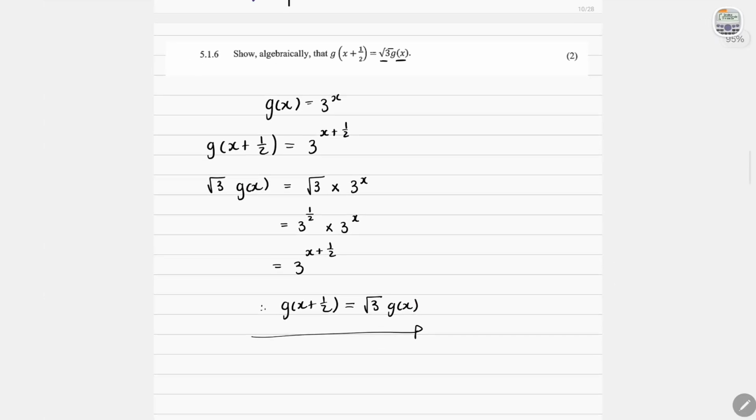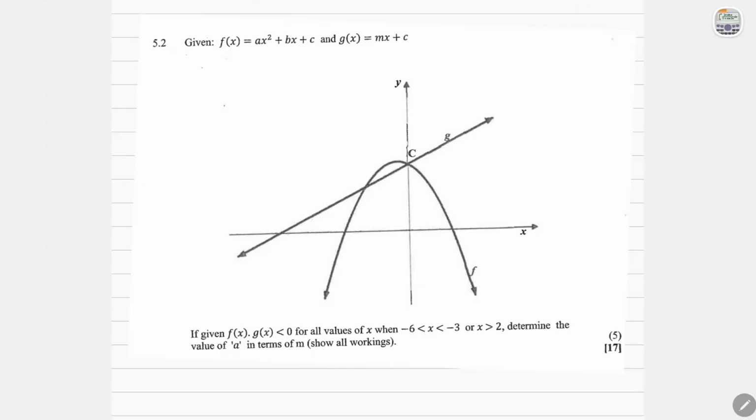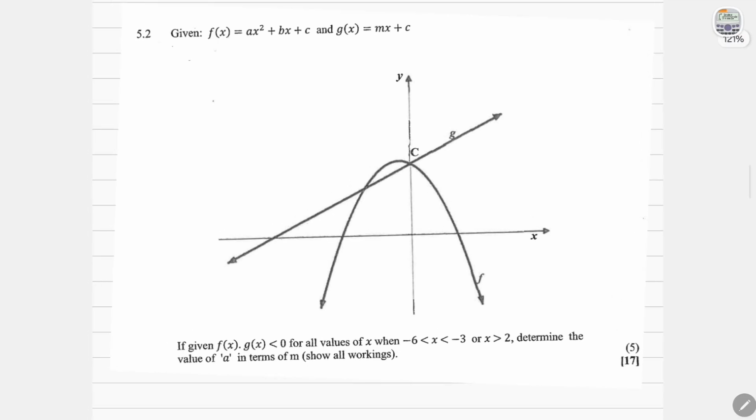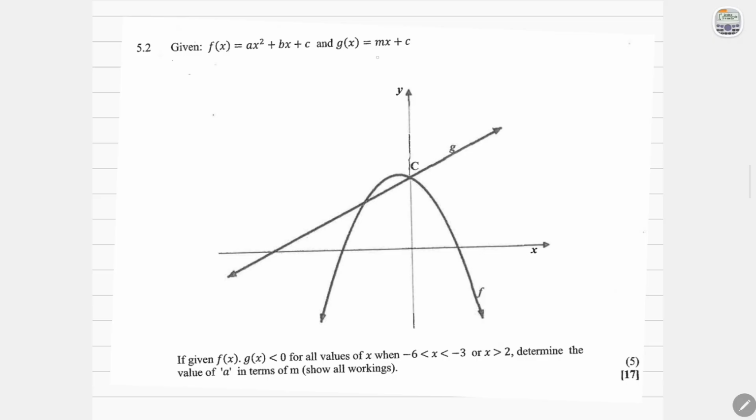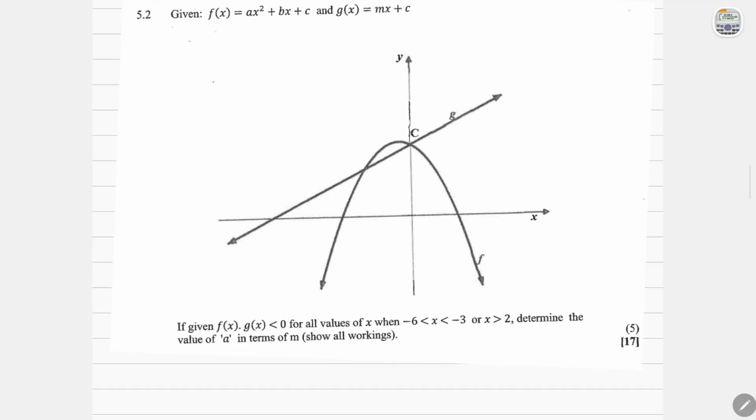Okay, moving on to the next question. Question 5.2 says, given f of x is equal to ax squared plus bx plus c, and g of x equals mx plus c, and we can see them in the diagram. If given that f of x multiplied by g of x is less than 0 for all values of x when x is greater than -6 but less than -3, or x is greater than 2, determine the value of a in terms of m.